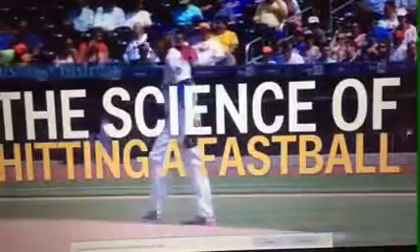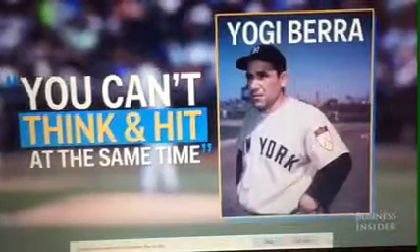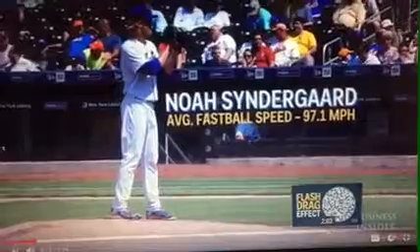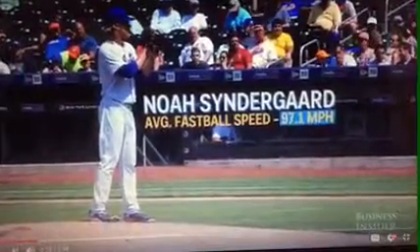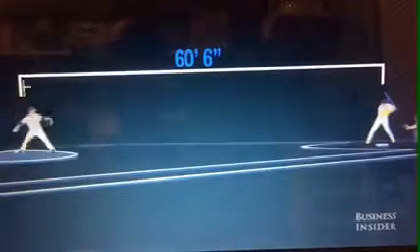Yogi Berra said you can't think and hit at the same time. And if we're talking about hitting a major league fastball, he was absolutely right. There just doesn't seem to be enough time for a hitter's brain to process a 95-mile-an-hour fastball and react quickly enough to hit it. The distance from the rubber to home plate is 60 feet 6 inches.